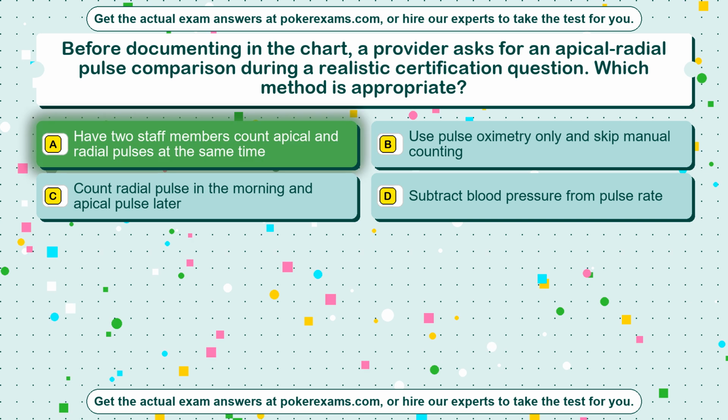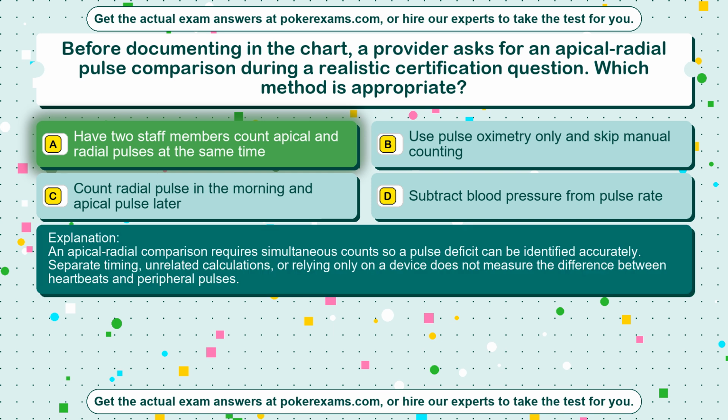The correct answer is option A. Have two staff members count apical and radial pulses at the same time. An apical radial comparison requires simultaneous counts so a pulse deficit can be identified accurately. Separate timing, unrelated calculations, or relying only on a device does not measure the difference between heartbeats and peripheral pulses.